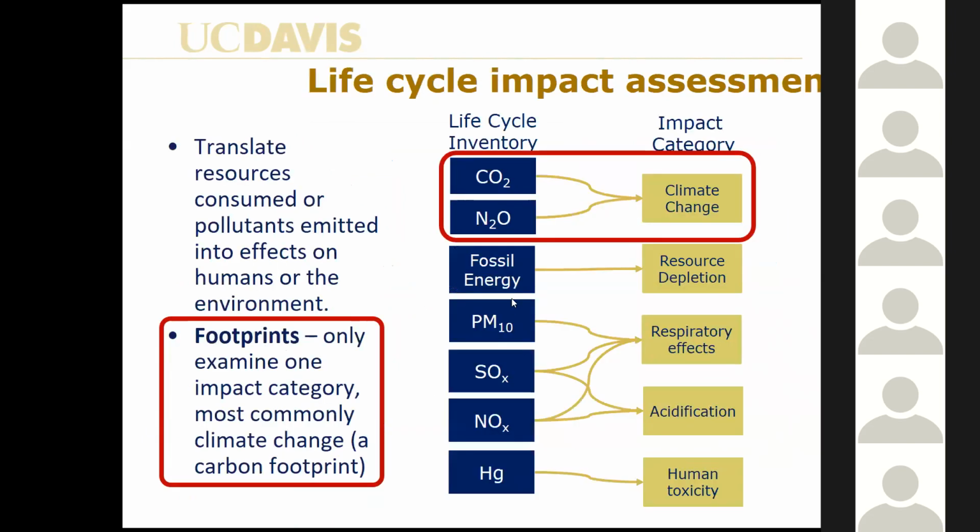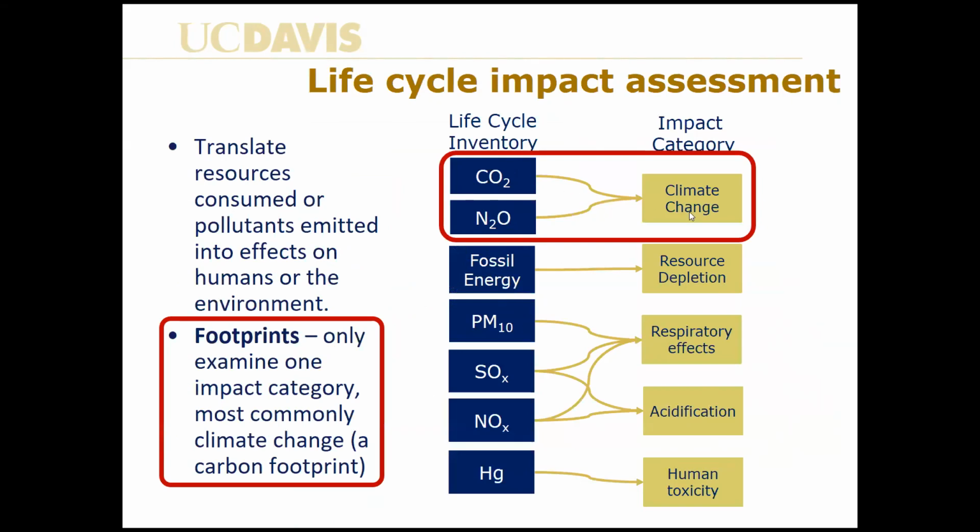The way we do this is that our inventory is comprised of many, many flows. So what I've shown here are, well, just one input of fossil energy and lots of outputs, pollution outputs like carbon dioxide, nitrous oxide, and particulate matter. And we associate those flows with actual impact categories. So the example I've highlighted here are greenhouse gases, CO2 and nitrous oxide, for example, and those have effect on climate change.